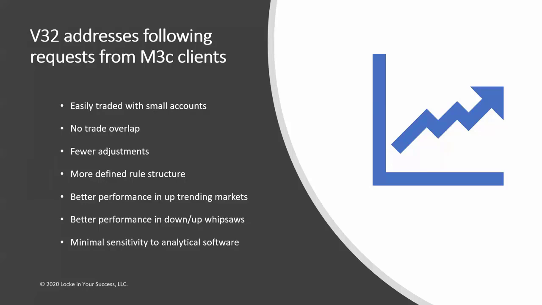We get better performance in uptrending markets, which we should know historically. We get uptrending markets more often than we get downtrending markets. This also provides better performance in those pesky down-up whipsaws. And we've had so many of those over the last multiple years, where you're in a market neutral trade, you adjust the trade down, and next thing you know, the market flies in the other direction and you lose it to the upside. This generally, or almost never, will lose in that situation, assuming, of course, the down move itself wasn't overly powerful for it. And another big advantage here with this strategy is that it has minimal sensitivity to different analytical software.